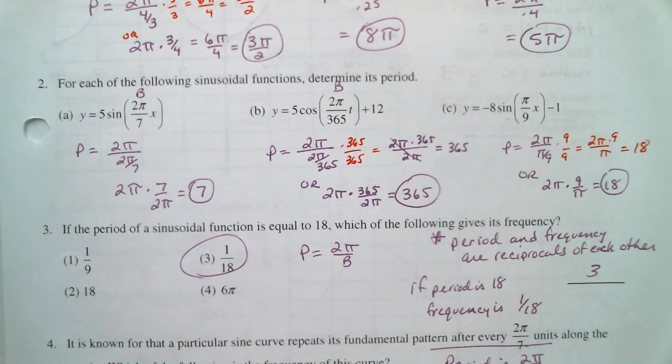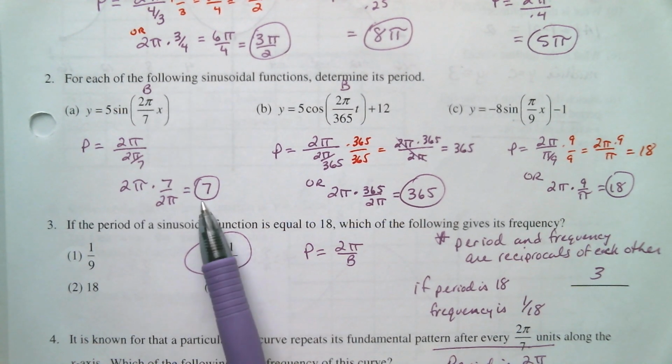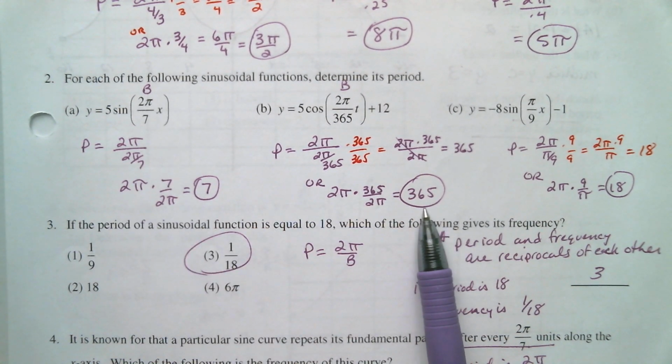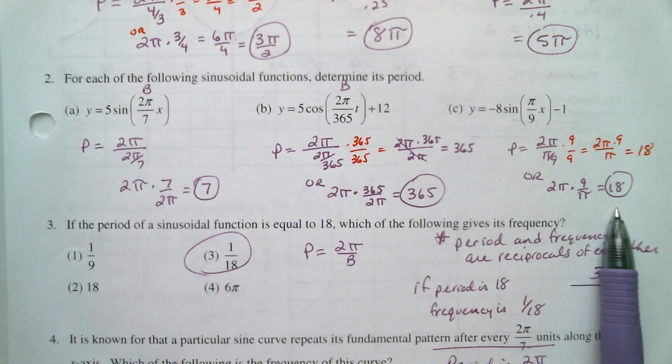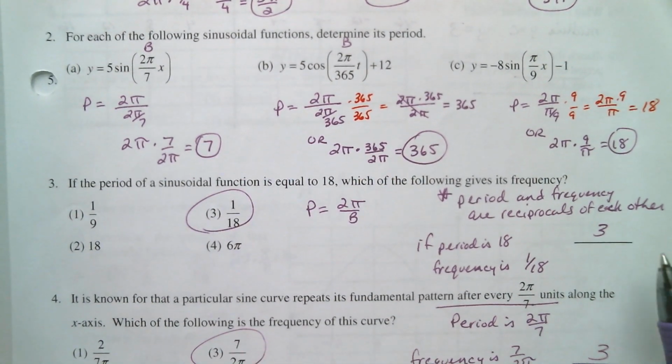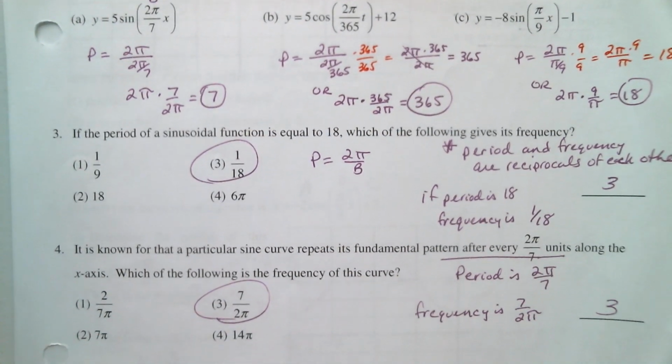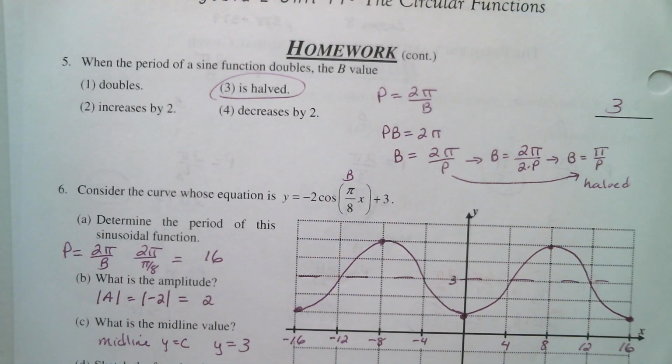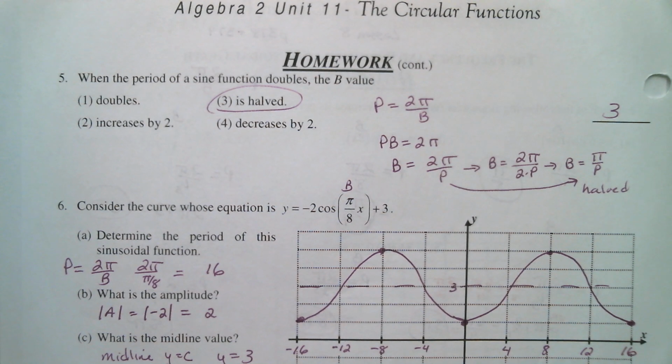E, 8 pi. F, 5 pi. Number 2, A is 7. B is 365. C is 18. Number 3 is option 3. Number 4 is also option 3. Number 5 is 3.